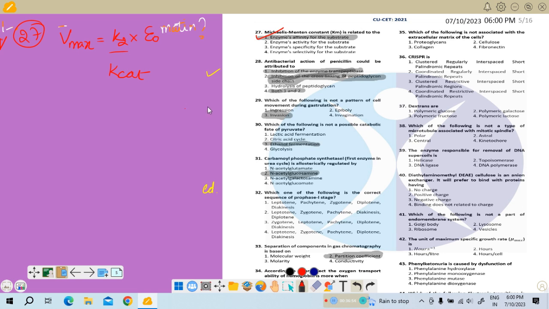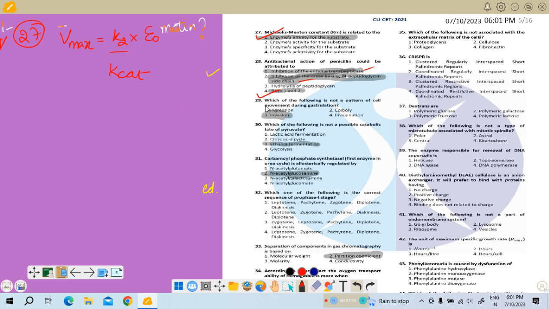28th, antibacterial action of penicillin could be attributed to: inhibition of enzyme transpeptidase, inhibition of cross-linking of peptidoglycan side chain, hydrolysis of peptidoglycan, both 1 and 2. Inhibition of enzyme transpeptidase, so this is both 1 and 2.